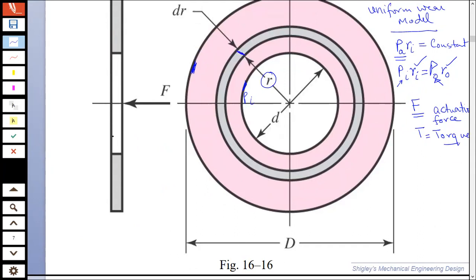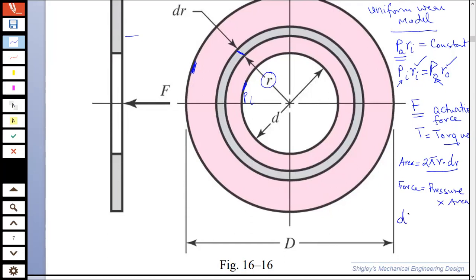dr, can we write the area of this differential strip? What will be its area? Can I say that it is going to be the circumference, which is 2 pi r, multiplied by the thickness of the strip, which is dr. So this is my area. Now, what will be the force? If we want to calculate this force, since it is applied perpendicular to that, is it not going to be pressure times area?